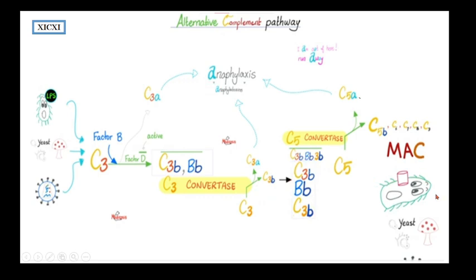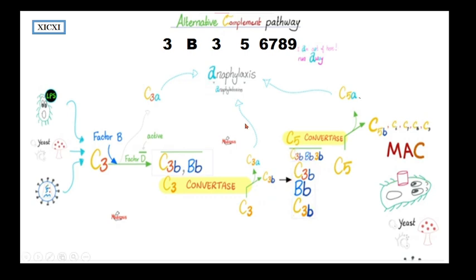Boom, boom, destroy this bacteria. Now this bacteria is no longer causing harm to our body. This is still the alternative complement pathway. So I have the mnemonic also here: 3, B, 3, 5, 6, 7, 8, 9.